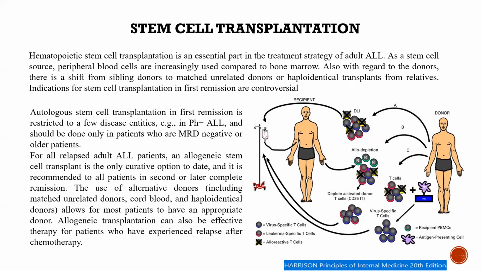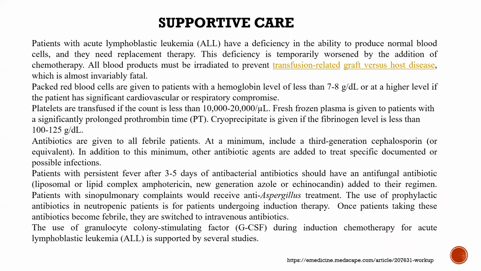For all relapsed patients, an allogeneic stem cell transplantation is the only curative option to date, and it's recommended for all patients in second or later complete remission. The use of alternative donors allows most patients to have an appropriate donor. Allogeneic transplantation can also be effective therapy for patients who have experienced relapse after chemotherapy.